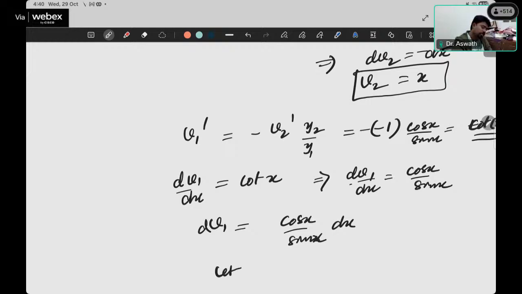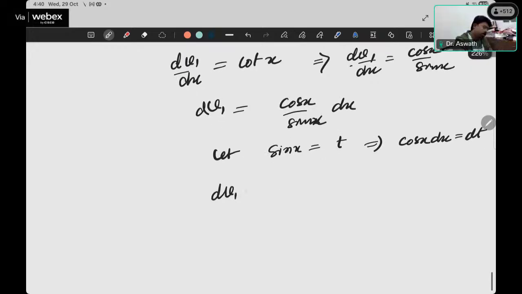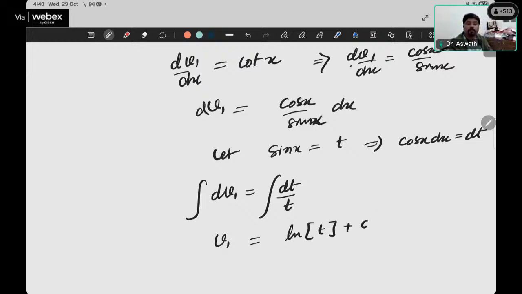Now let sin x be equal to t, which implies the derivative of sin x is cos x, so cos x dx is equal to dt. Which implies dv1 is dt by t. Now integrate. On the left hand side, you get v1, on the right hand side, you get natural log of t plus some constant, let's say c prime. So v1 is log sin x plus some c prime.